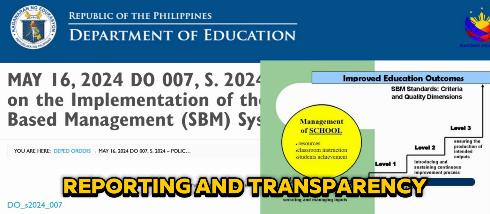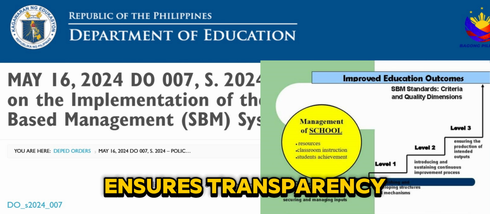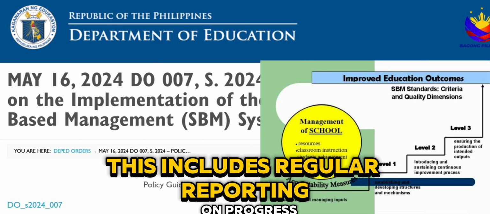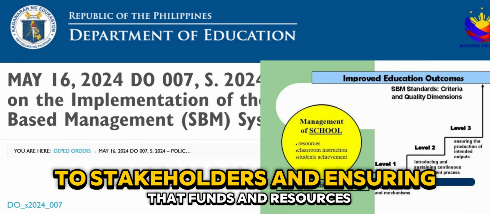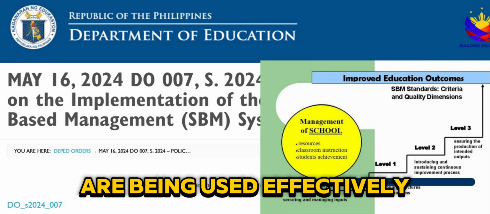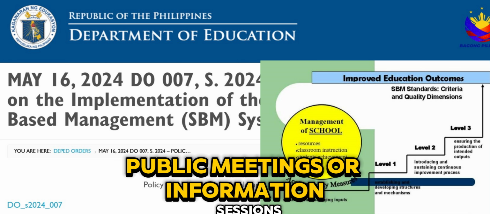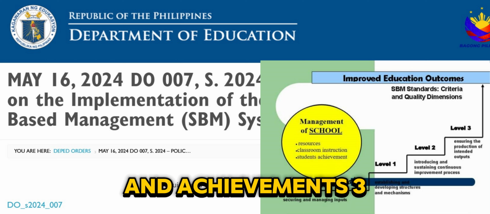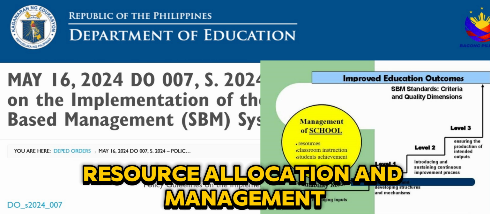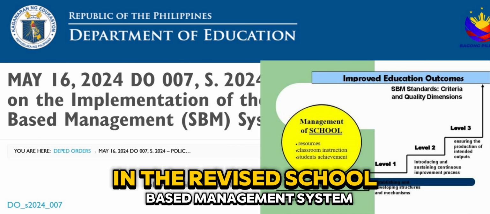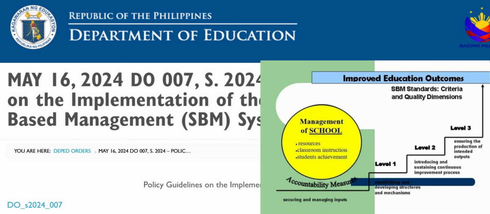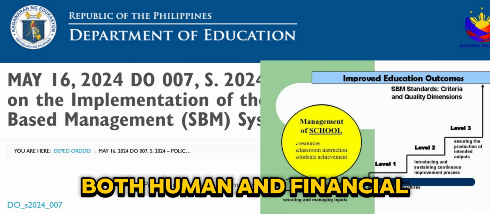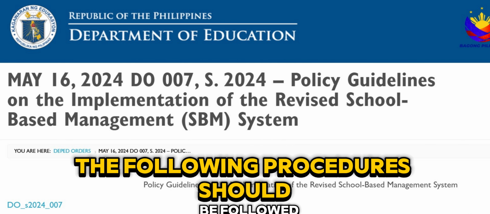Reporting and transparency. It is crucial that the school head ensures transparency throughout the implementation process. This includes regular reporting on progress to stakeholders and ensuring that funds and resources are being used effectively. Public meetings or information sessions can be held to keep the community and parents informed of the school's goals and achievements. 3. Resource allocation and management. In the revised school-based management system, school heads are given greater responsibility for managing the school's resources, both human and financial. The following procedures should be followed.